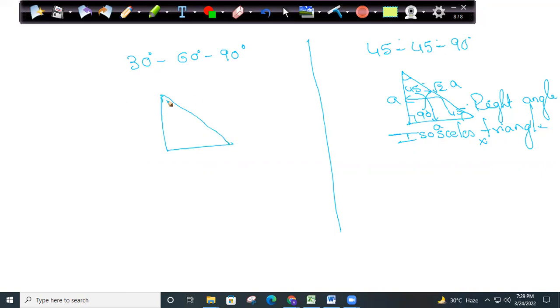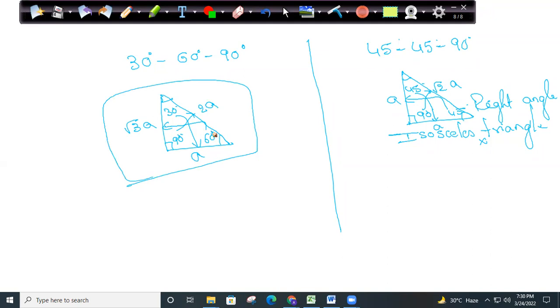In a 30, 60, 90 degrees triangle, if the side opposite to 30 is A, then the side opposite to 60 is root 3A, and the side opposite to 90 degrees is 2A. A, root 3A and 2A. You should remember these two by heart. Most important. I'll give you a question within the next few minutes. Very few can solve that based on this.